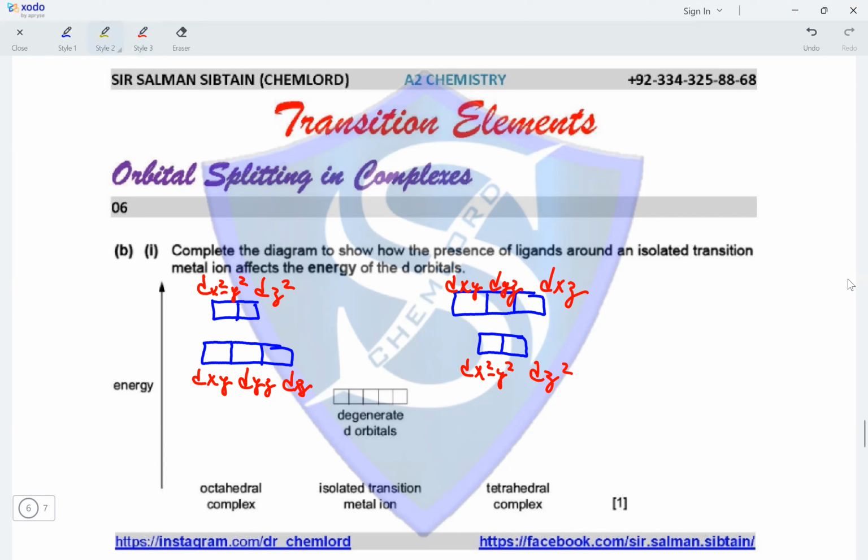Now, the energy gap between the two sets of d orbitals for the octahedral complex would be labeled delta EO, and for the tetrahedral complex would be labeled delta ET. The O and the T differentiate between the energy required for the octahedral complex transition as compared to the energy required for the tetrahedral complex transition.